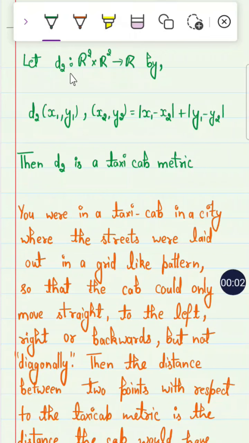Now today we discuss the taxicab metric. What is the meaning of the taxicab metric? We introduced this in short form, but now we introduce the taxicab metric.